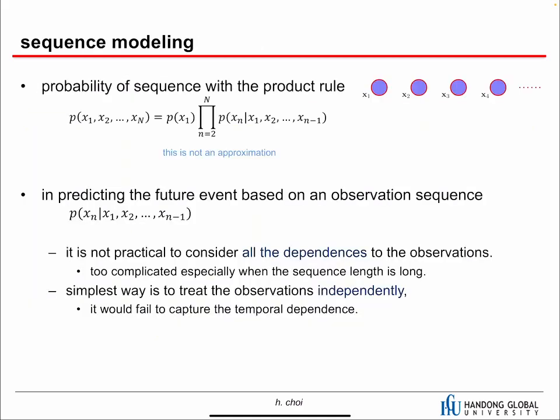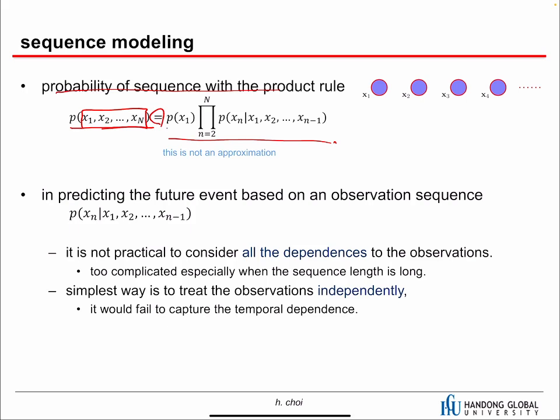Okay, now let's talk about modeling the sequential data. When we have a sequence, then the probability of a sequence can be represented with this product rule. So this is the probability of a sequence. We have a sequence, okay, n is actually time. And then this can be decomposed into this. This is not an approximation, this is the exact equation.